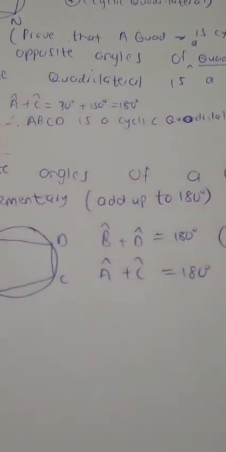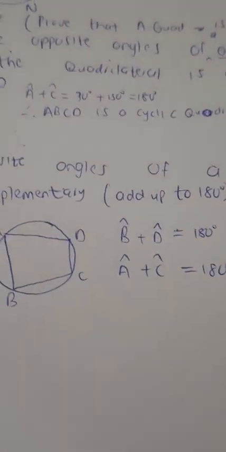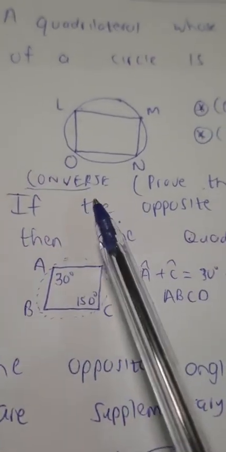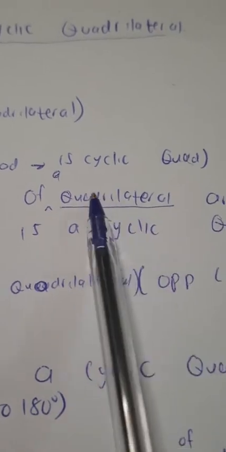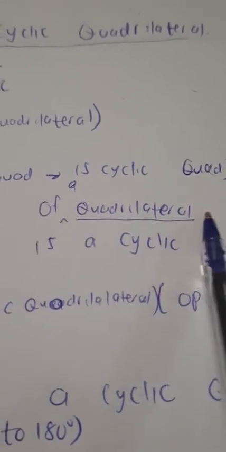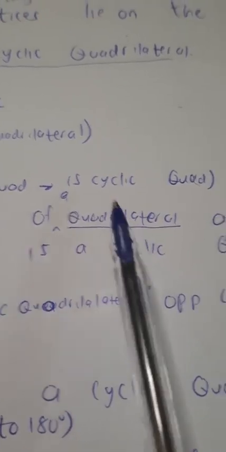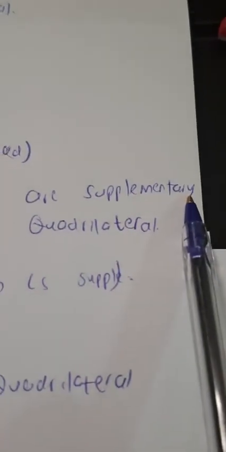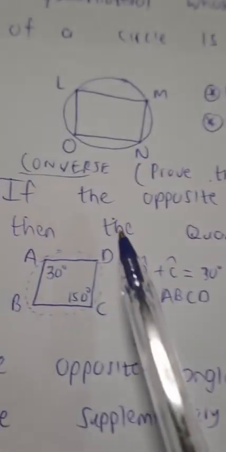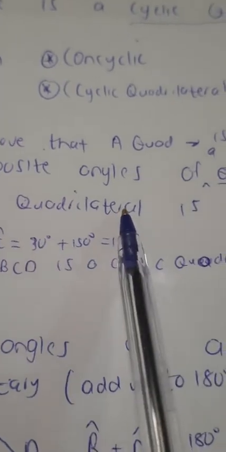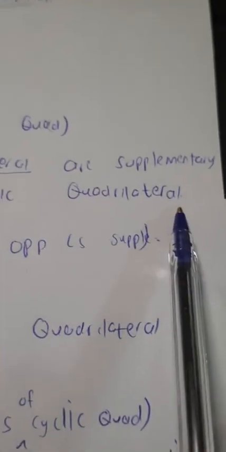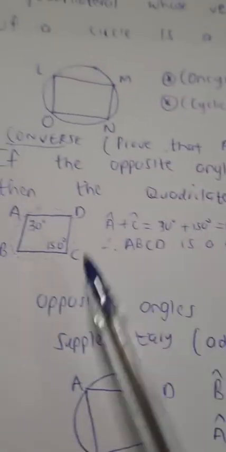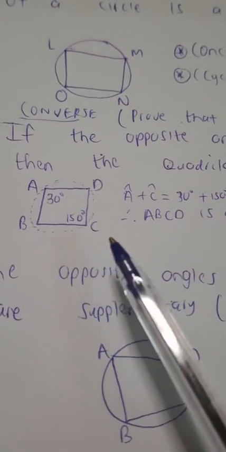Opposite angles of a cyclic quad, that is the reason. The converse or the reverse of that theorem says, if the opposite angles of a particular quadrilateral are supplementary, then we can conclude that that quadrilateral is a cyclic quadrilateral. That's how we prove that a quadrilateral is a cyclic quad.